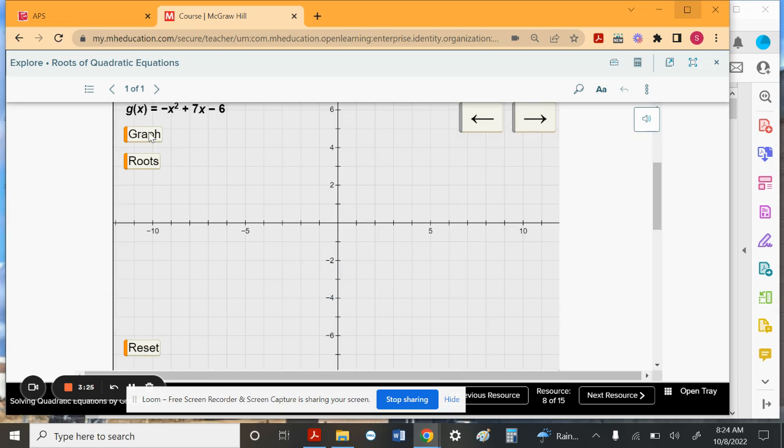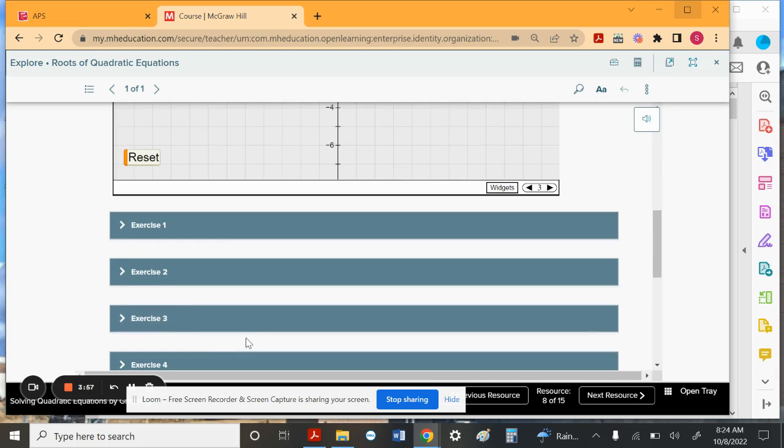For this one, same kind of thing. We graph it. This parabola is going down because of this negative in front. So we have a root at (1, 0) and another root at (6, 0). This one is going up. If we were to graph this one, notice we have, again, (-2, 0) and (3, 0). Those are our roots for those. That's just giving you an idea of what roots are.